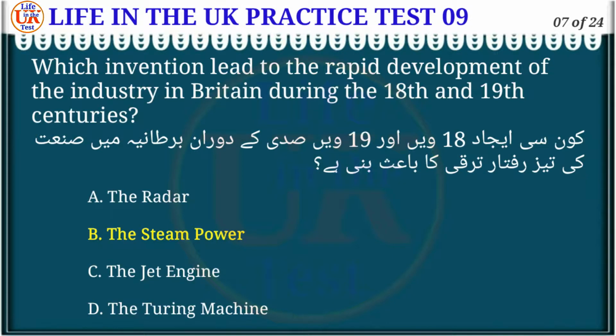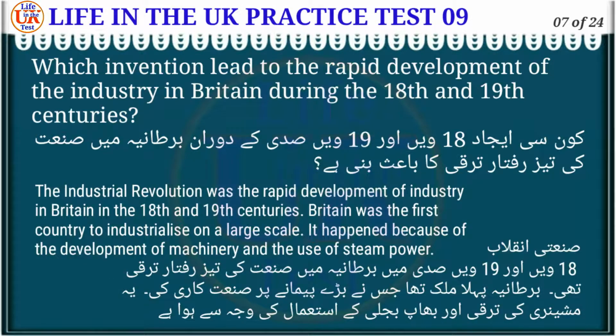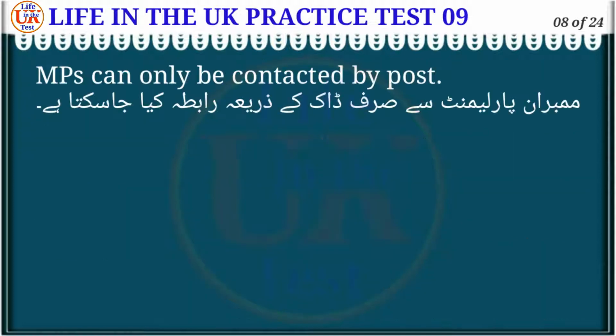The steam power. The Industrial Revolution was the rapid development of industry in Britain in the 18th and 19th centuries. Britain was the first country to industrialize on a large scale. It happened because of the development of machinery and the use of steam power. Question 8 of 24. MPs can only be contacted by post. A. True. B. False. The correct answer is B.